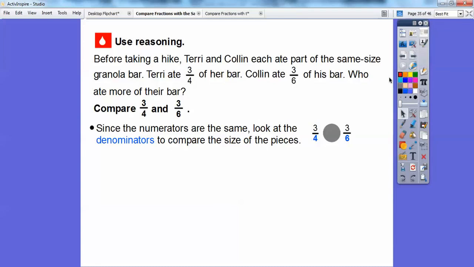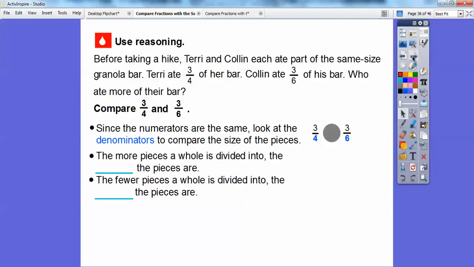Since the numerators are the same, look at the denominators and compare the size of the pieces. Right here it says the more pieces a whole is divided into, then the blank the pieces are. So are they smaller or bigger? If we cut up the pizza into more pieces, was it smaller or bigger? We did this a while ago, and I just copied and pasted it here. The more pieces the whole is divided into, the smaller the pieces. Remember that pizza: if we divided it up into 8 equal pieces, they were smaller than if we divided it up into 6 equal pieces.